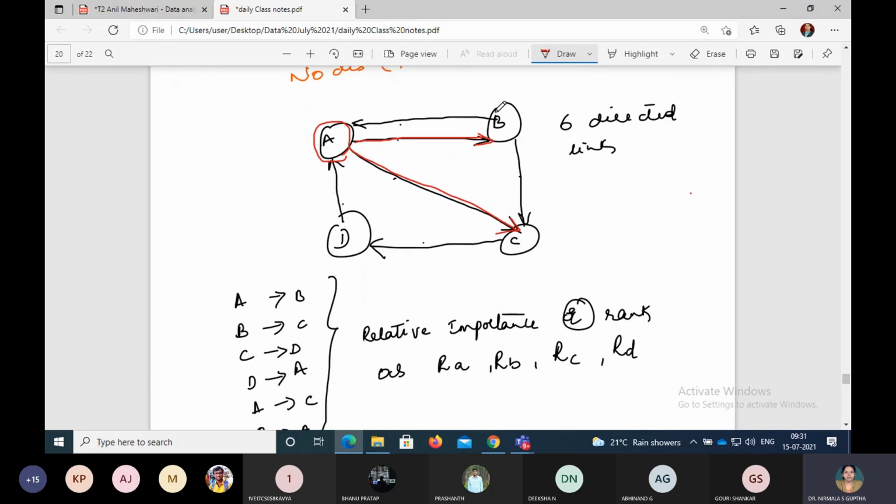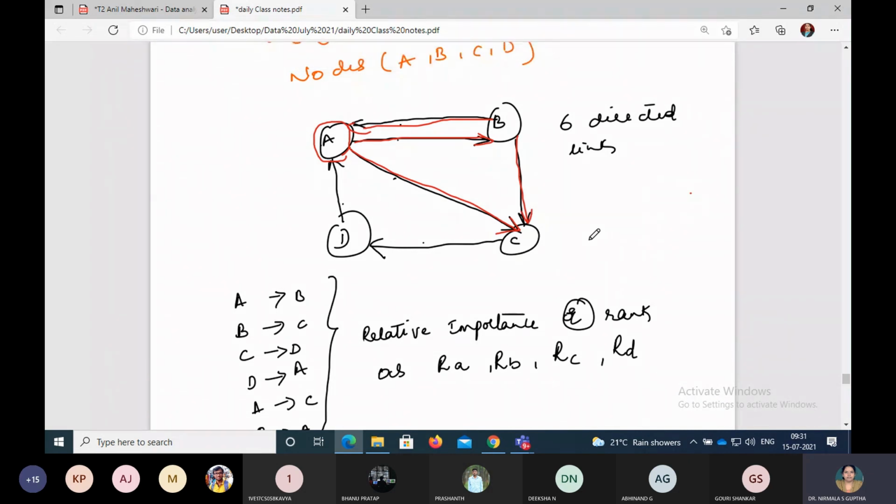Similarly, there are two outbounds from B also, that is B to A and B to C. So when I say there are two outbound links from node B to node C as well as node A, B's influence also will be shared. That is, half of the influence value will be shared with A and half will be shared with C. Again, we need to check for any other node. Is there any node with two outbound links? From C, is there any?